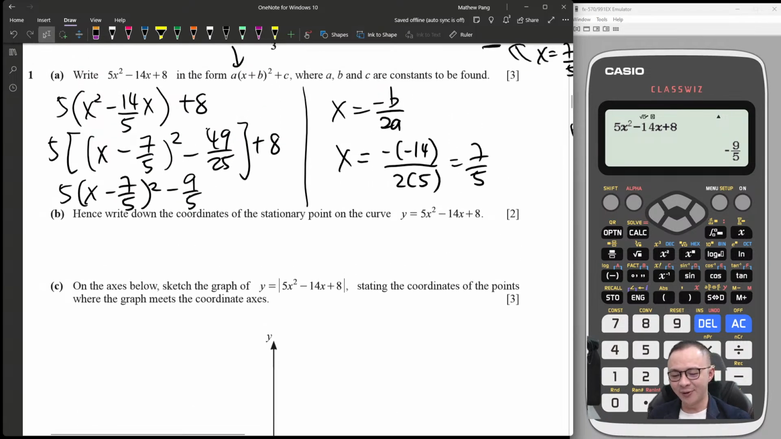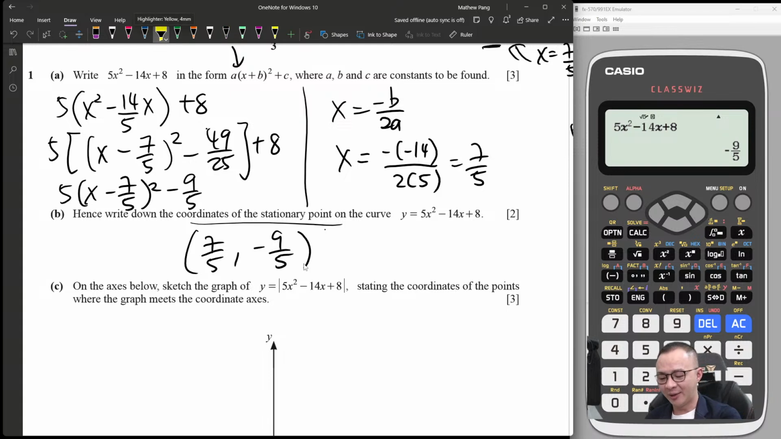It's fine. So okay, then the next thing they ask us to write down the coordinate of the stationary point. So yeah, we want to write down the coordinate. Just now I actually did, right, which is 7 over 5, negative 9 over 5. Some students might ask me, sir, how do you get this one? The x coordinate is from here. The y coordinate is outside the bracket.